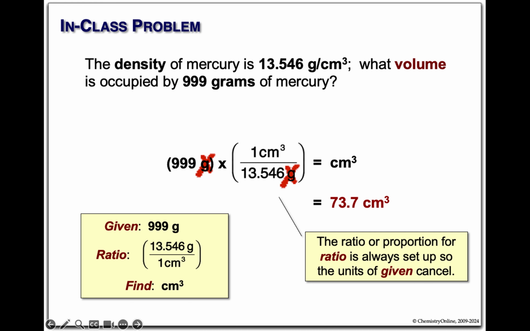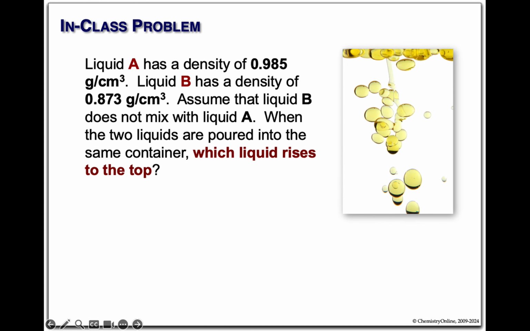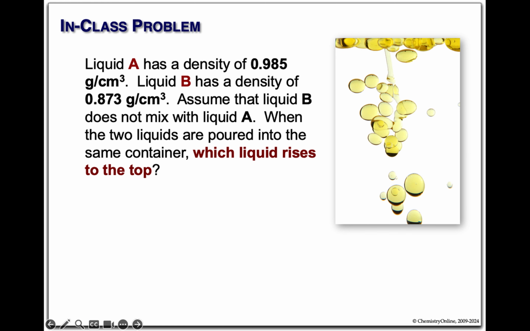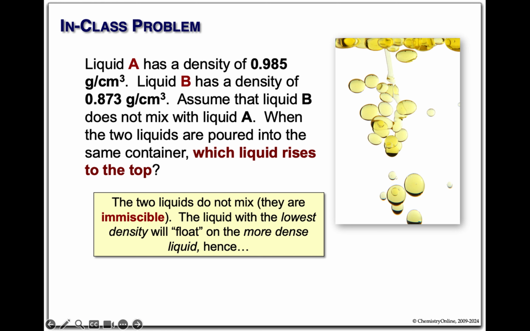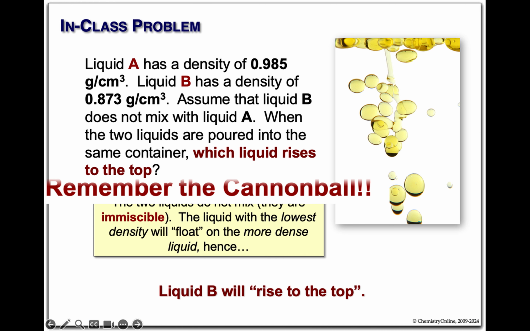One more simple problem. We're making salad dressing. We have a liquid with a density of 0.985, another liquid with 0.873. We shake it up. We still get little bubbles. Which one rises to the top? The lowest density will float on the higher density. So B goes to the top. If you're ever faced with a problem like this, just remember the cannonball.